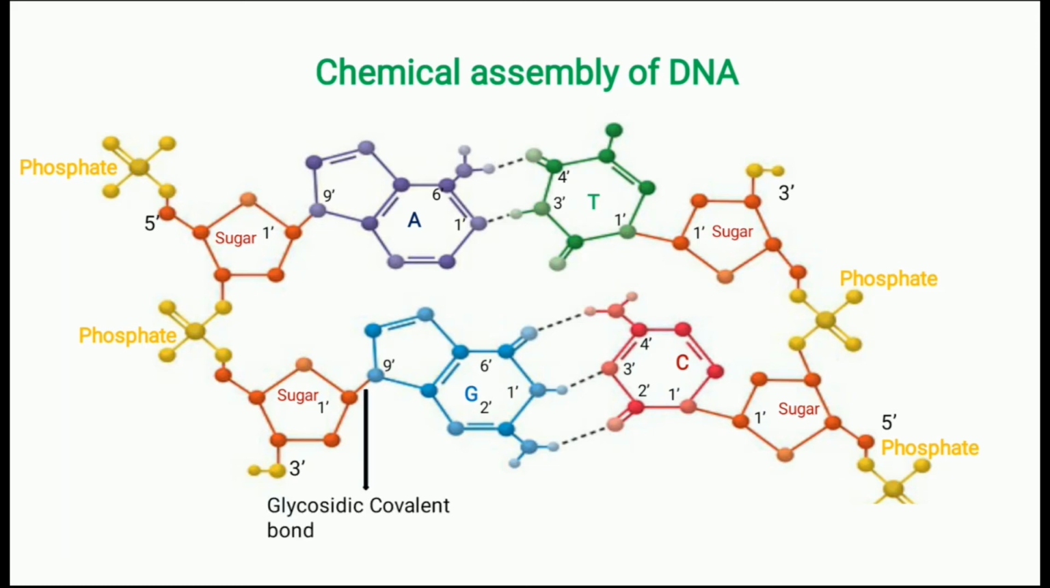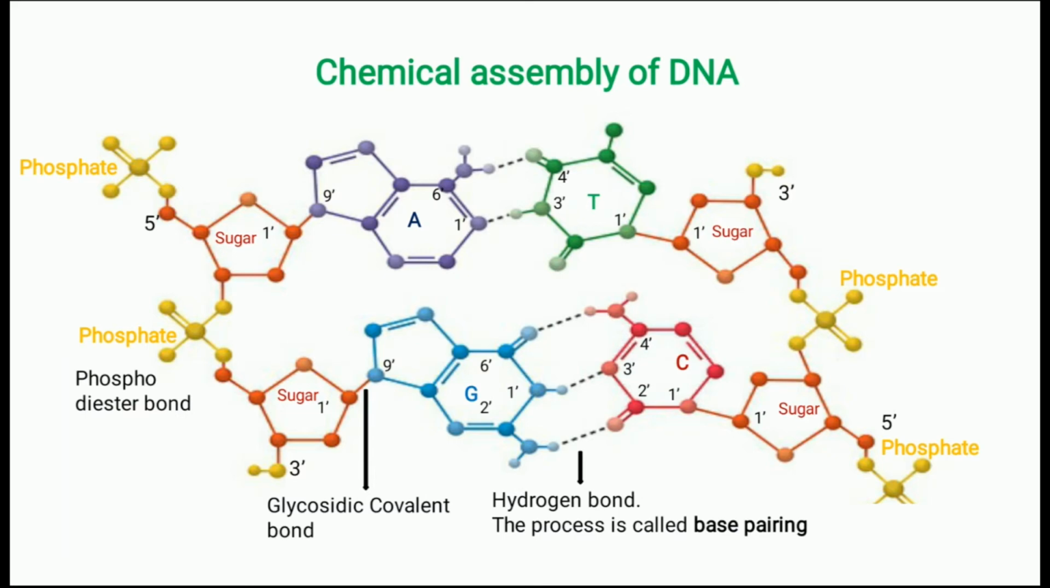The 1' carbon of the pentose sugar interacts with purines and pyrimidines through a glycosidic covalent bond. Two sugars interact through phosphate molecules via a phosphodiester bond. So 3 kinds of interactions take place: the phosphodiester bond for sugar-sugar interaction, the glycosidic covalent bond for sugar-nitrogen base interaction, and the hydrogen bond for nitrogen base to nitrogen base interaction.